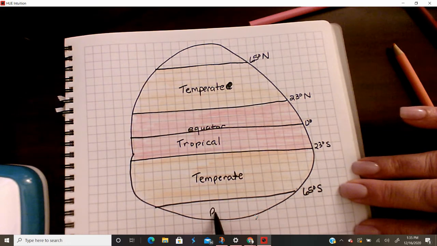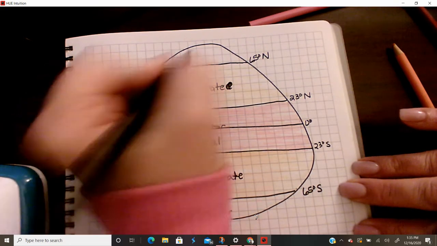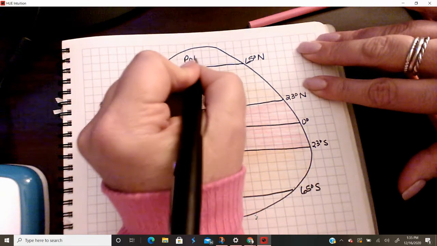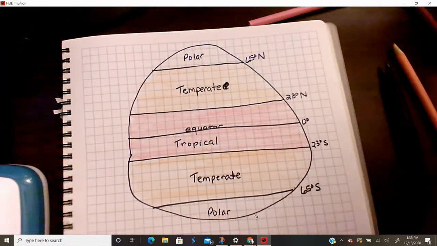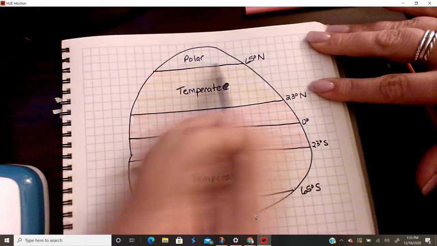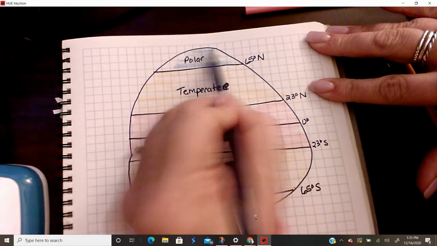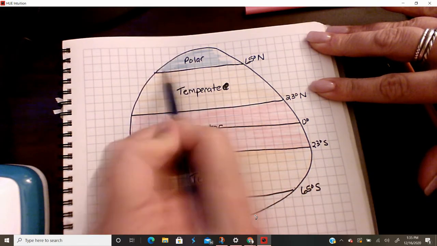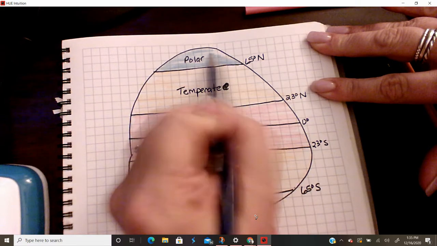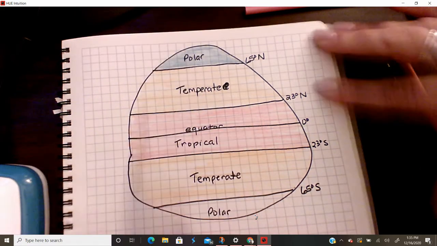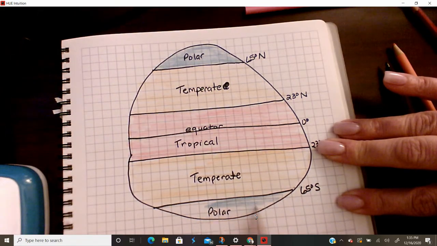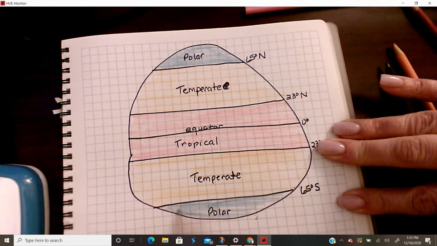And that leads us down to the polar zone in the southern hemisphere and the polar zone in the northern hemisphere. And of course, those places are consistently cold all year long because they get much less direct, much less powerful sunlight. So they never get very warm. You can predict the climate to be cold there all the time.